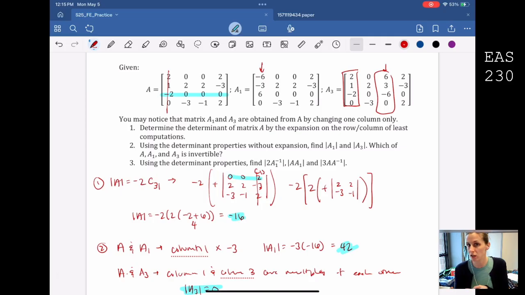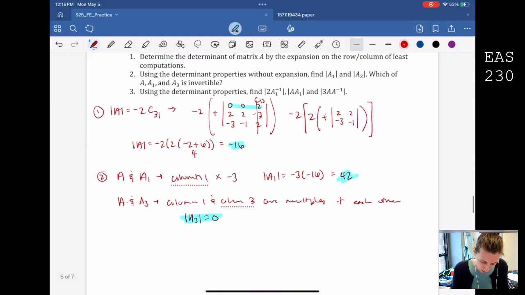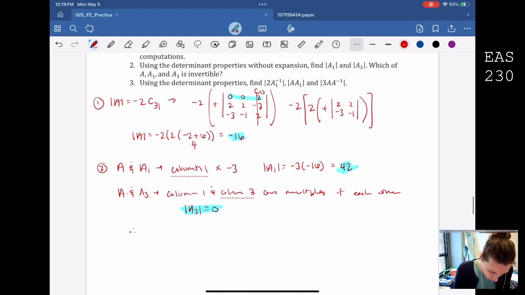So just because it's multiplied by a constant does not mean that it's not the same. Because if I just divide that by 3, I get column 1. And the determinant times 3 or divided by 3 is still 0 if my determinant is 0. Okay? So, which of these is invertible? Therefore, A1 and A are invertible. A3 is singular.